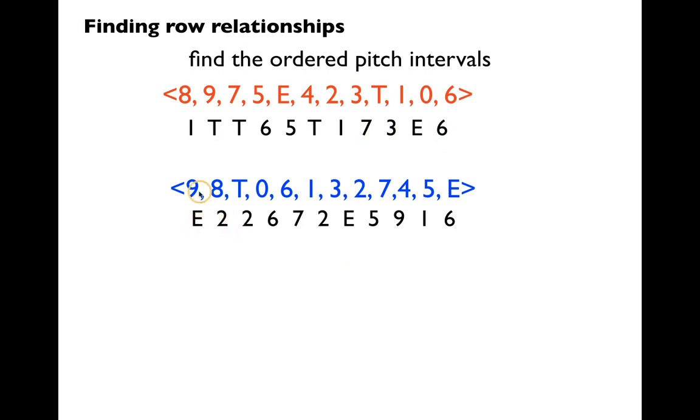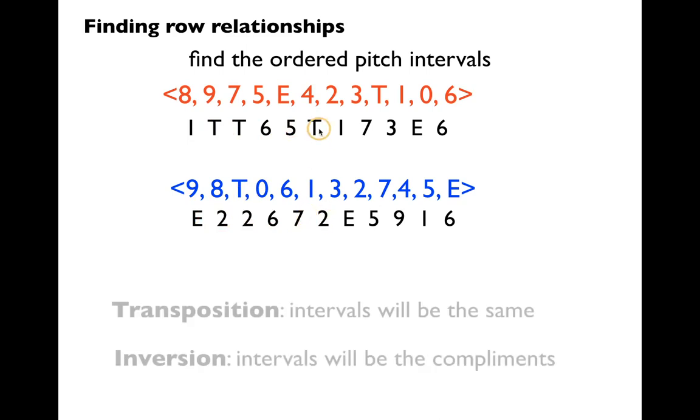If we look at this next row form, we also see another set of ordered pitch intervals. 9 up to 8 is 11 semitones, 8 up to 10 is 2 semitones, and so on and so forth. Again, at a glance, that may not look like much. However, if you look at the way that these pitch intervals interact with each other, they all add up to a common value of 12.